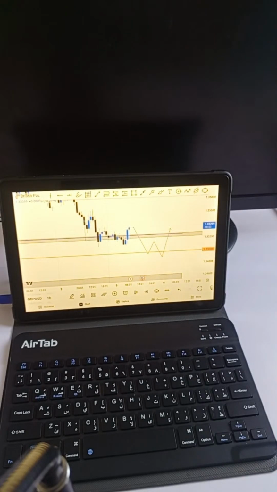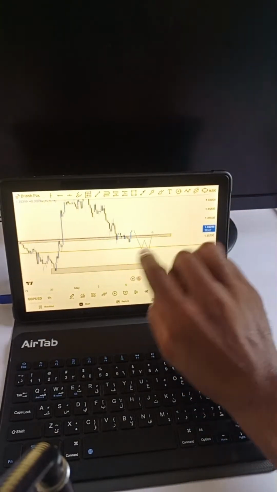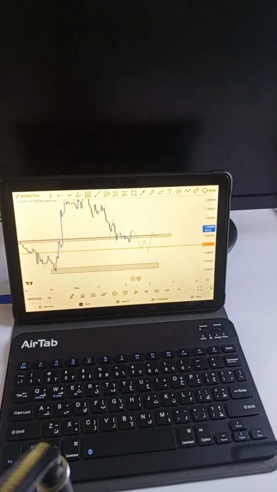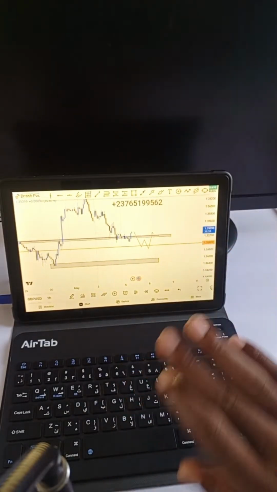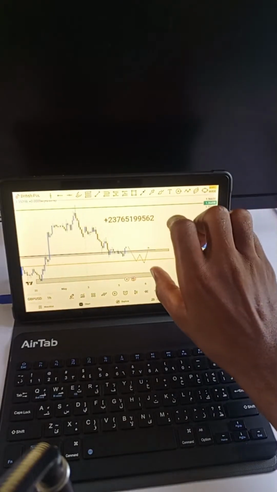I trade pure price action. Like you can see, did I add anything? Even the moving average is not here. Okay, so I don't trade with indicators. When trading, I trade pure price action. Pure price action. That's what we trade, guys.